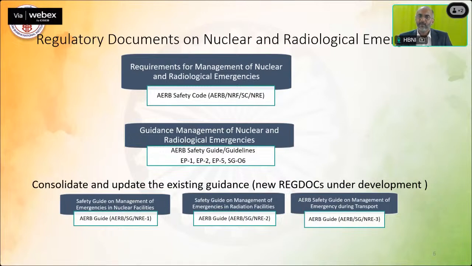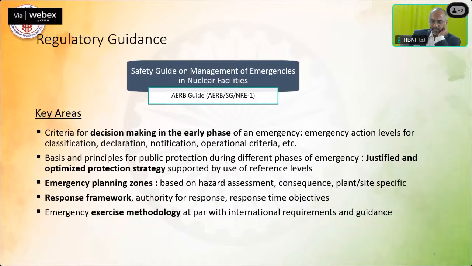That's a safety code that incorporates a whole lot of lessons and international developments post Fukushima, right from IAEA publications and the recommendations of ICRP publications. So this is a holistically revised, updated set of requirements that was published in 2022. Some of the key areas are decision making, as I was mentioning all along, optimized protection strategy, emergency planning zones, response framework, and exercise methodology. These are the key areas that will go into the revision or updating of the specific safety guide targeted for nuclear facilities.